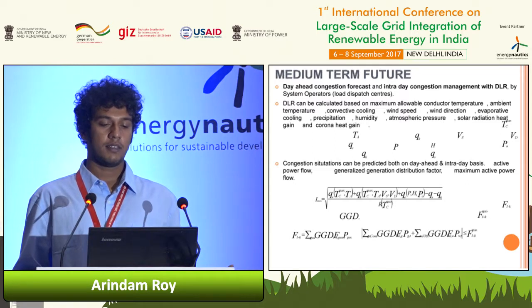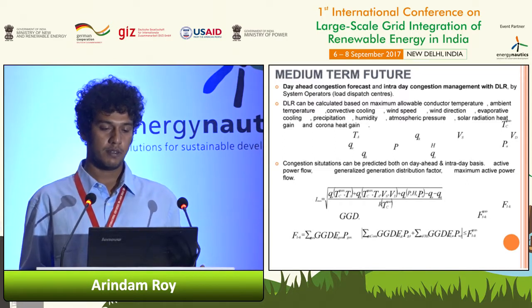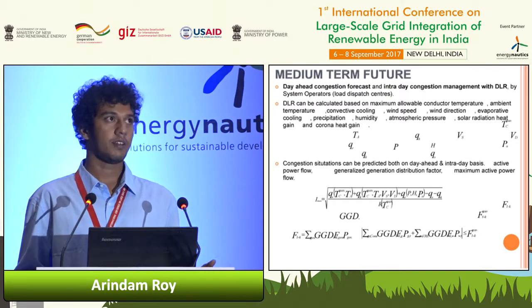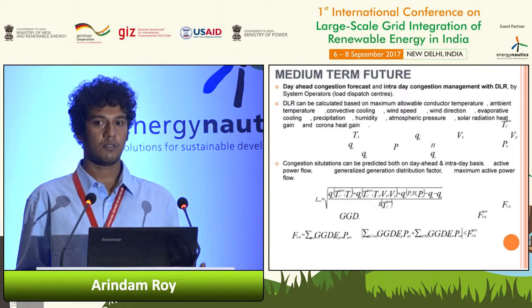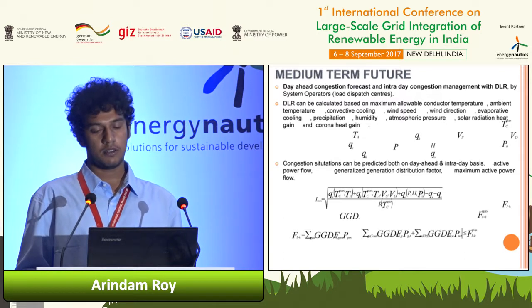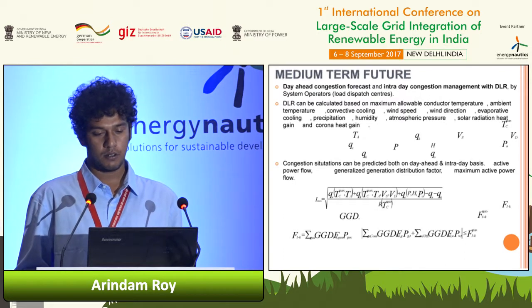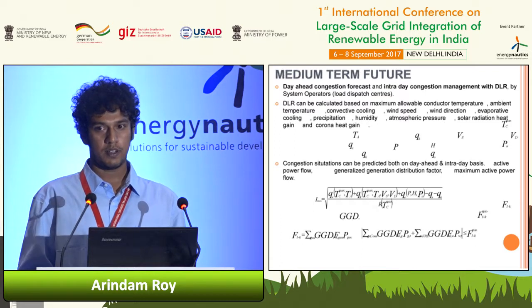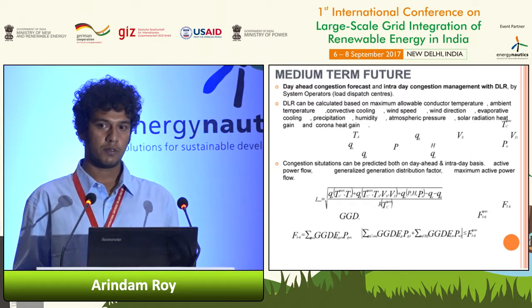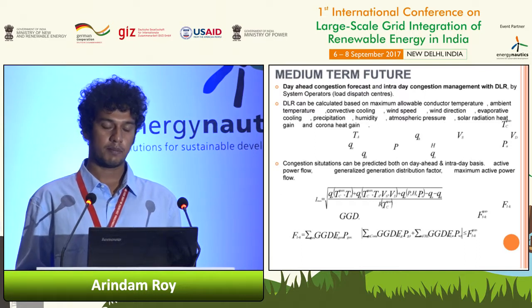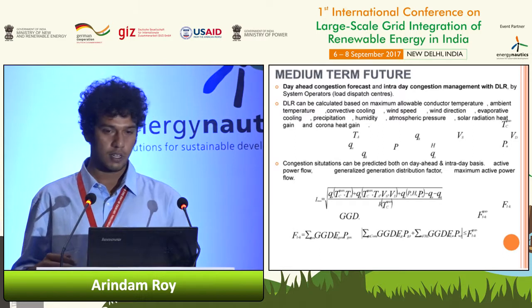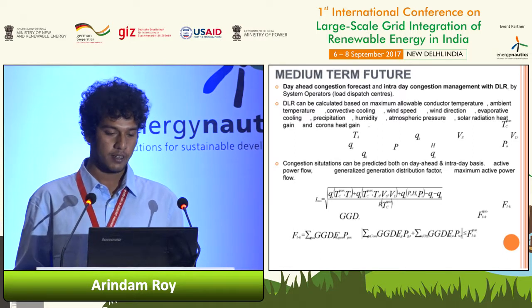Apart from that, congestion management is another field where this may find applications, for day-ahead congestion forecasts and also for intraday congestion management. DLR, or dynamic line rating, can also be very advantageous in this situation, because it would allow the system operator to utilize the excess transmission capacity available, which would not otherwise show up in the static line ratings.